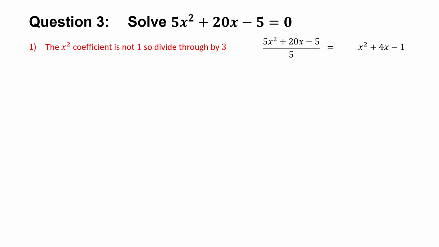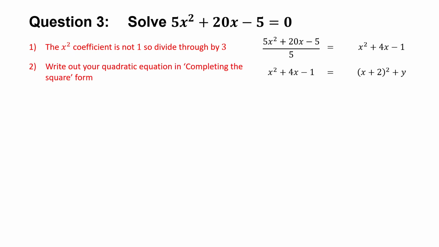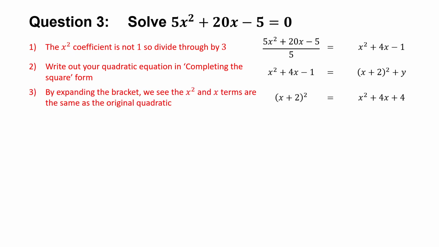So to do this, we're going to divide through by 5. And when we do this, we get x squared plus 4x minus 1. I have realized that that says divide by 3. It is meant to be divide by 5. So now that we've done this, we can just follow the previous steps we had. So we're going to write out our completing the square form, which in this case is going to be (x plus 2) squared plus y.